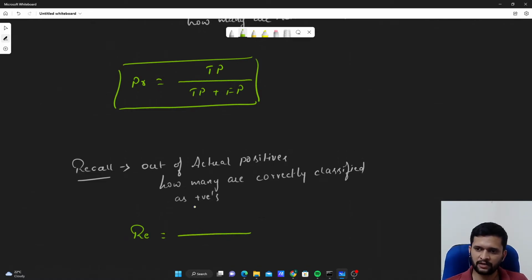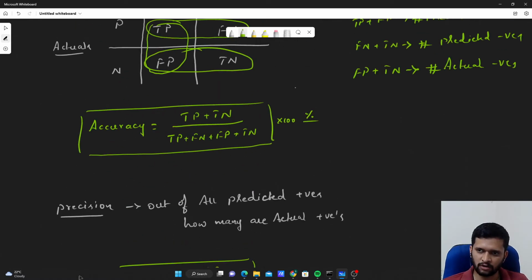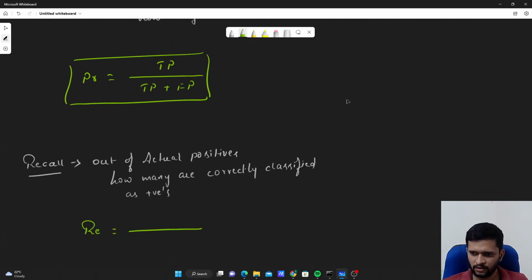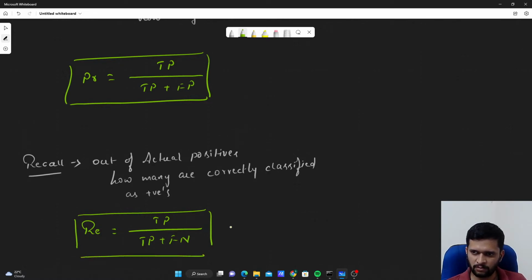If you represent this with the help of the confusion matrix, you can see recall is given by, so what goes in the denominator? Out of actual positives. So what are our actual positives? That is TP plus FN, correct? So TP plus FN are our actual positives. So in the denominator we will have TP plus FN, and the numerator, how many are correctly classified as positives, so again it will be TP. Okay, so this is about recall and this is precision.